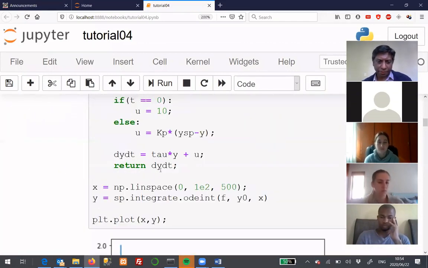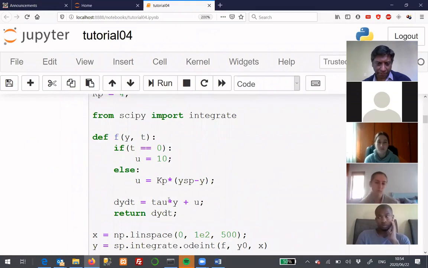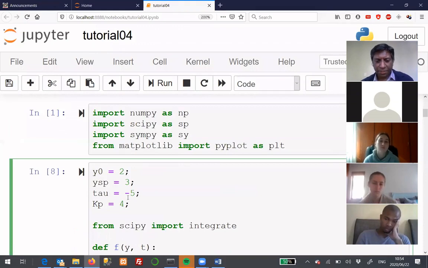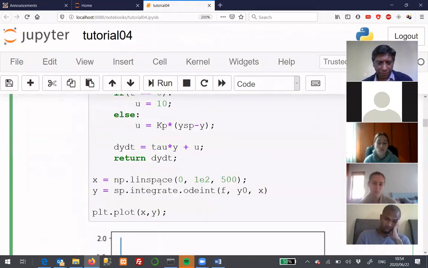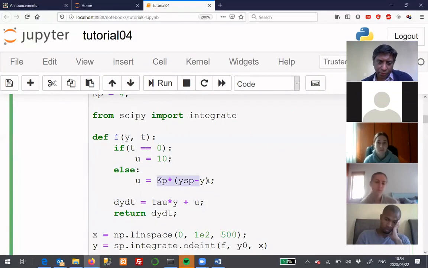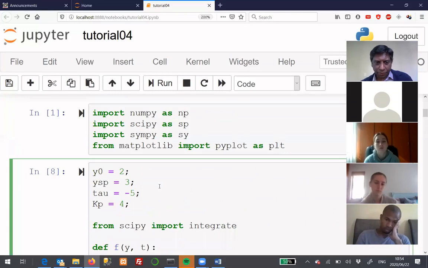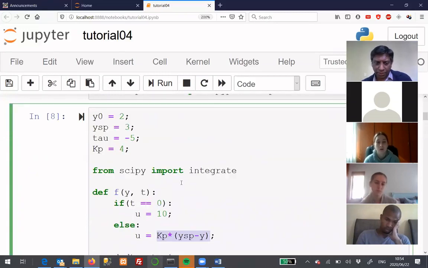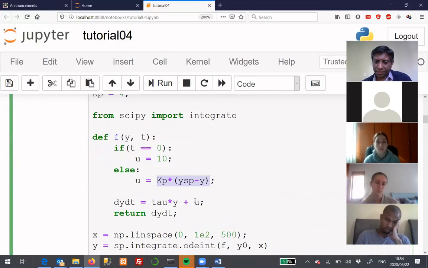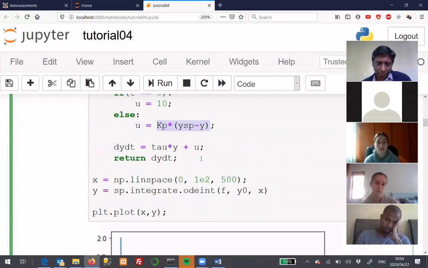So we have this process, right? It's basically minus 5. So here, remember tau is minus 5. So it's minus 5 times y plus u. So that's our equation. And we are applying a control action Kp times (ysp minus y), right? And of course, you have access to this notebook, so you can read the details and confirm that this is the same form of the equation. So what we're doing now is just simulating this differential equation.